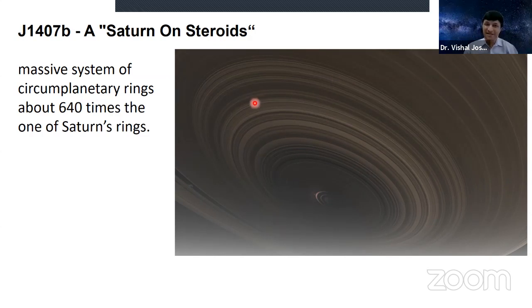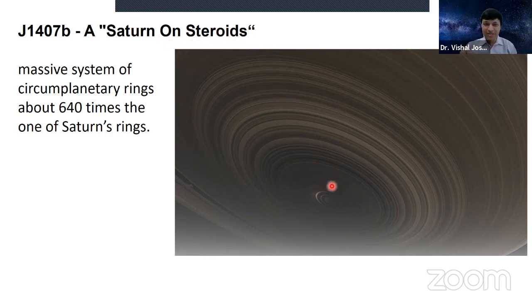Another example is not about a planet, but a structure around the planet. JA1407b, this planet is actually hosting rings, a ring-like structure very similar to our Saturn's, but the ring-like structure is extended to enormous size, and that's why this planet is called Saturn on steroids.